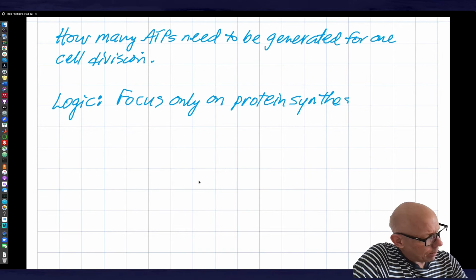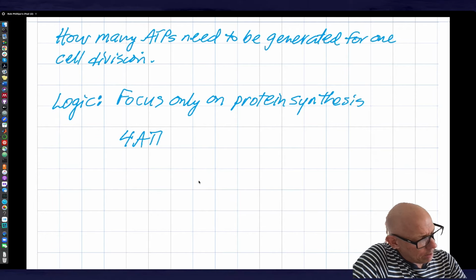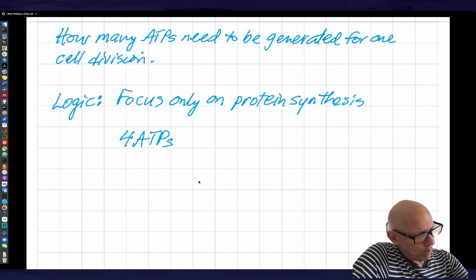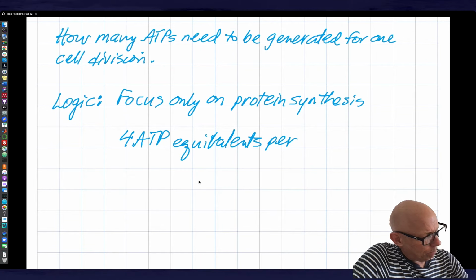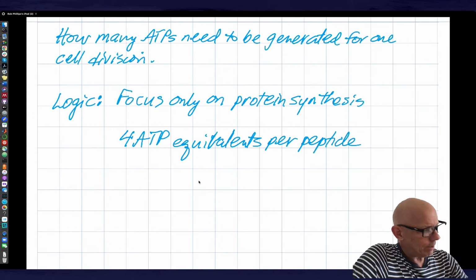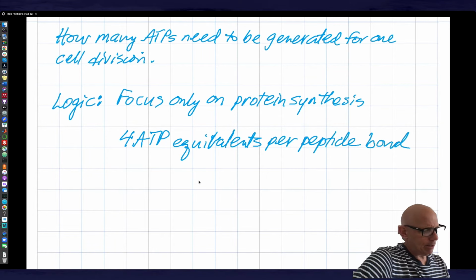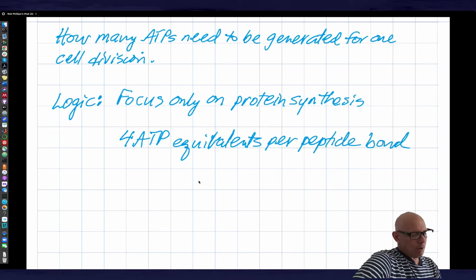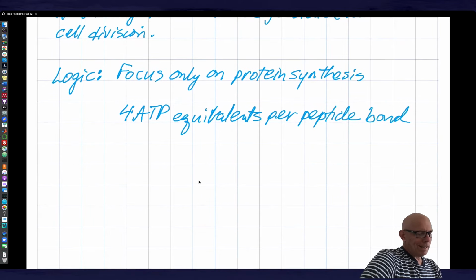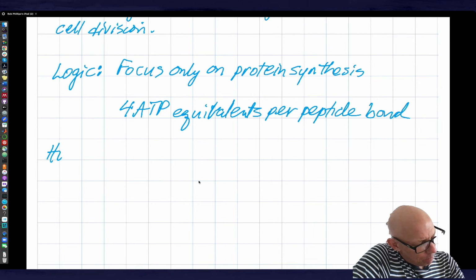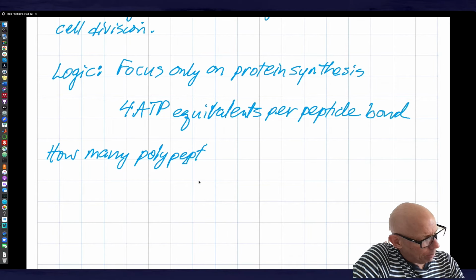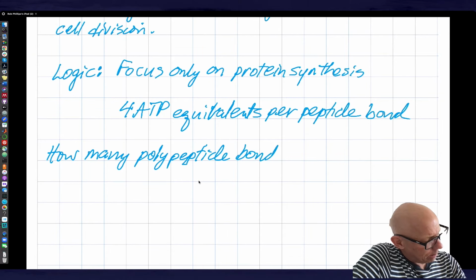The claim I'm going to make is that there are 4 ATP equivalents per peptide bond. The reason I say equivalents is because really it's GTP hydrolysis and so on, but the reckoning is basically the same. So how many polypeptide bonds per cell division? That's the first thing we want to figure out.